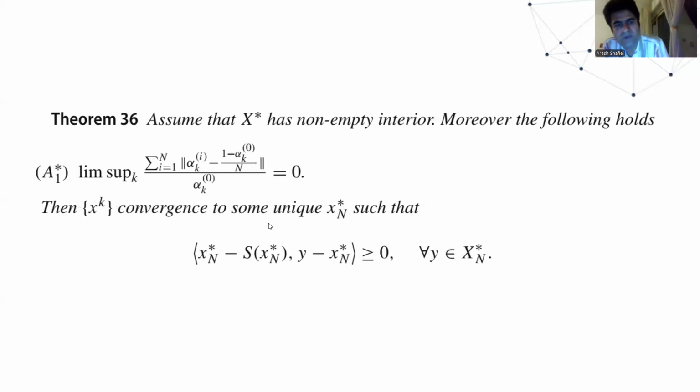Also, we are in a position to get these main results about the convergence of the sequence xk generated by the algorithm. When x star has a non-empty interior and you have this assumption over step sizes, then xk is convergent, and xk converges to xn star, where xn star is a minimal point of the main objective omega in the structure of the multi-level optimization problem.